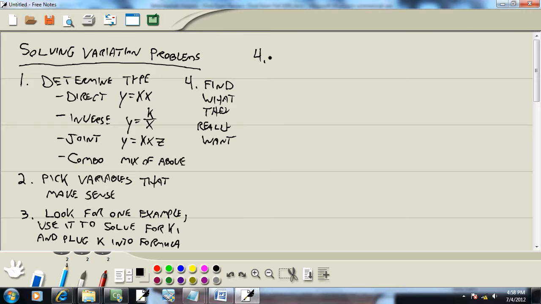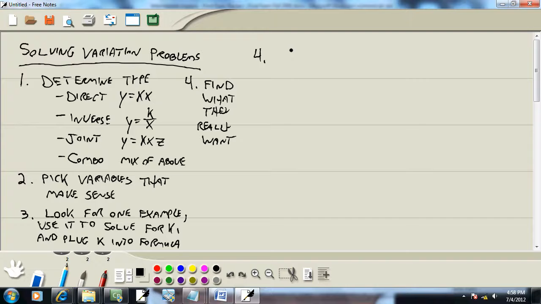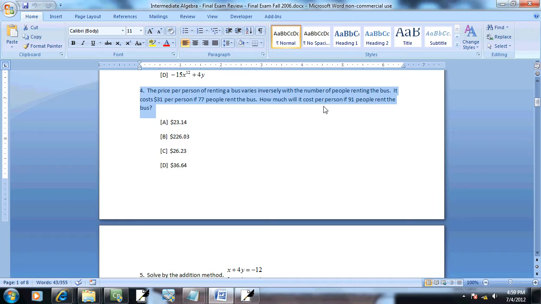So let's look at this problem. It says the price per person of renting a bus varies inversely with the number of people renting the bus. So first step, determine type. It's an inverse, and that's typically of the form y is equal to k over x. Now, the part that it's inverse to will always be in the denominator. K is always on top.